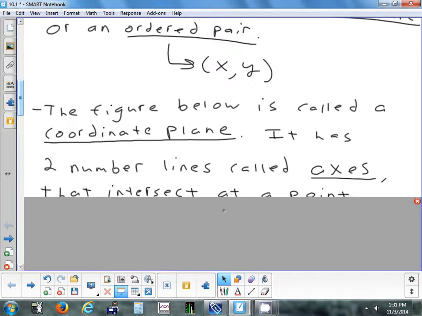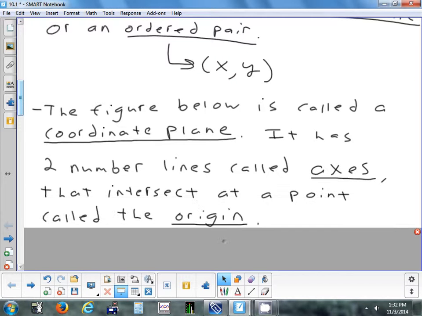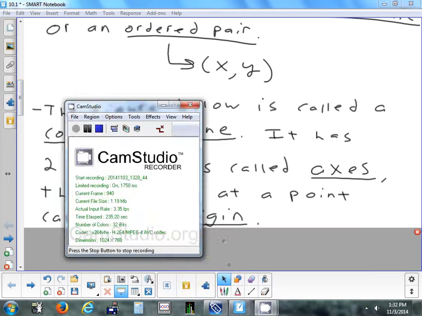On the coordinate plane, there's two number lines. Those are called your axes. You have an x-axis and a y-axis, and together those are called your axes. They intersect at a point called the origin. That dot right in the middle where the two axes cross is called the origin. What are the coordinates of the origin? Yep, 0, comma, 0.